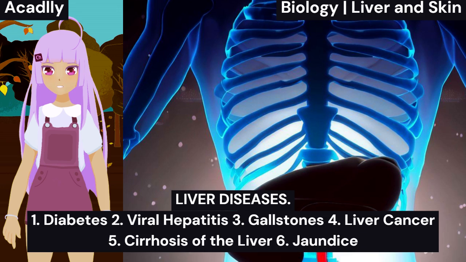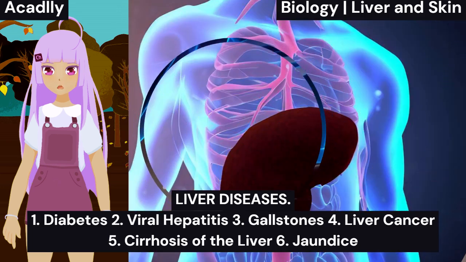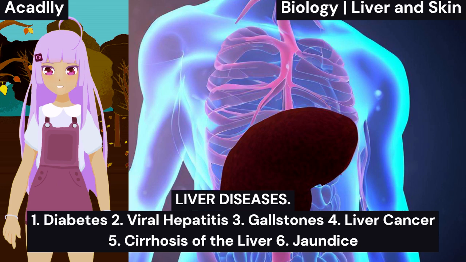2. Viral hepatitis. Inflammation and destruction of liver cells are caused by viral infections. 3. Gallstones. These are stony masses formed in the gallbladder or bile duct, mainly due to the precipitation of cholesterol. Gallstones can obstruct bile flow and lead to gallbladder infections. 4. Liver cancer. Uncontrolled growth of liver cells impairs the liver's normal functions.